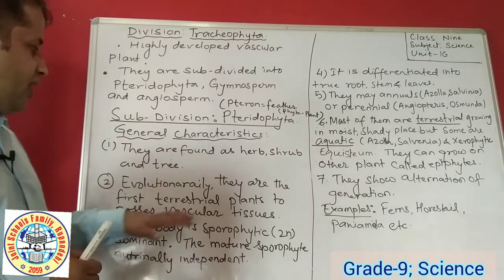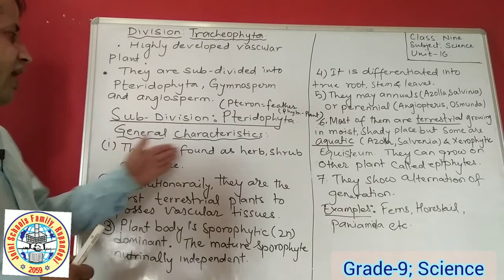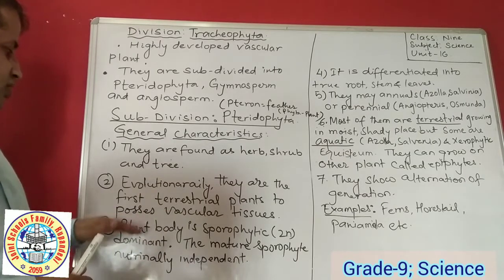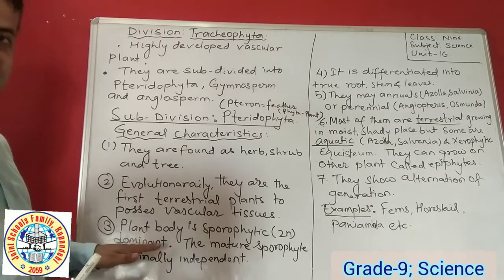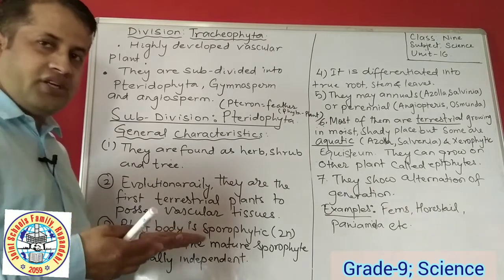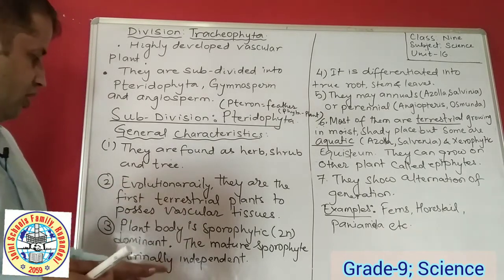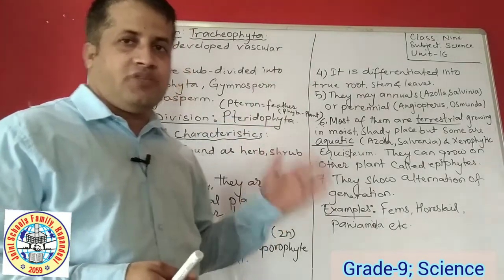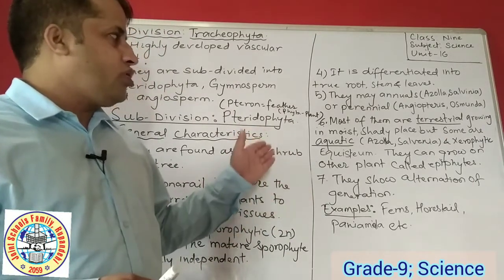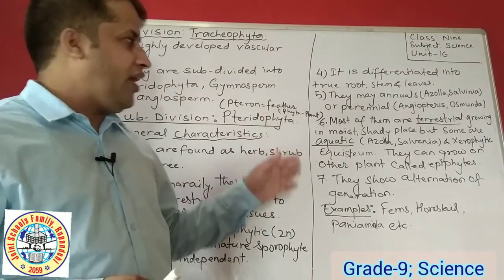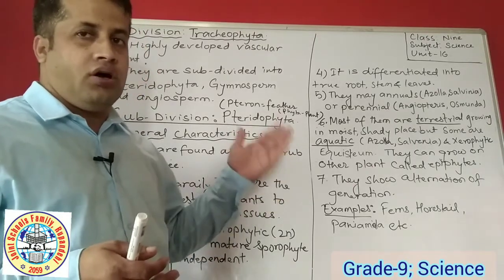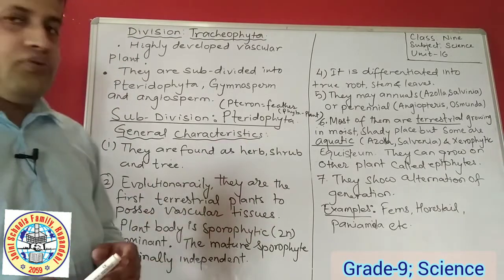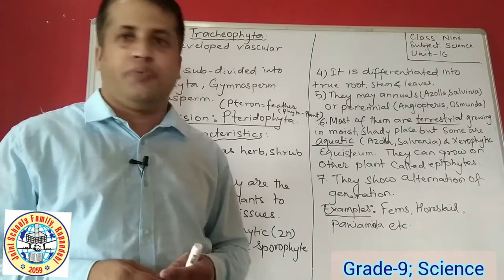After that, we discussed the general characteristics: they were the first terrestrial plants to possess vascular tissues. Similarly, the plant body is sporophytic and this is the dominant stage, and they are nutritionally independent of the gametophyte. Their body is differentiated into root, stem and leaves. They may be annual or perennial, and they mostly grow in terrestrial as well as aquatic and xerophytic habitats. We also discussed the alternation of generation present in them.